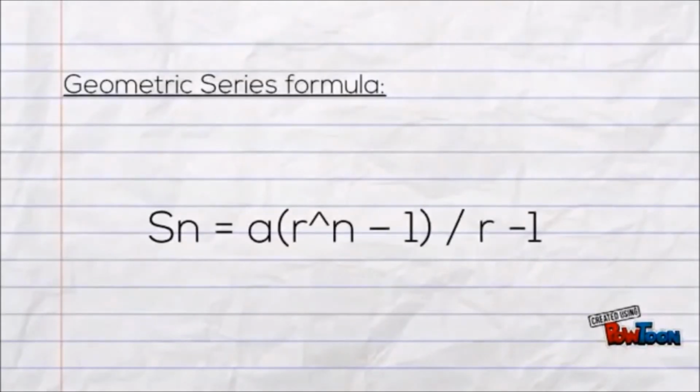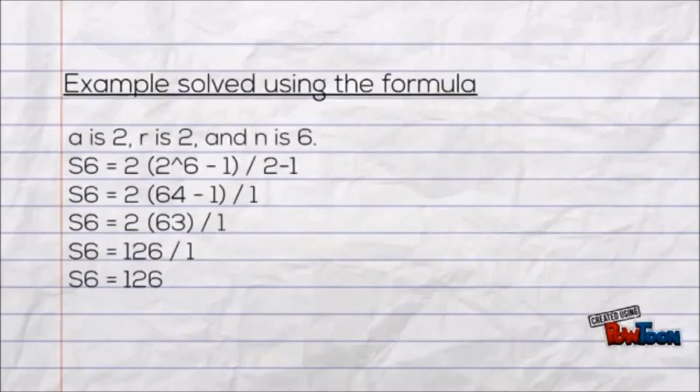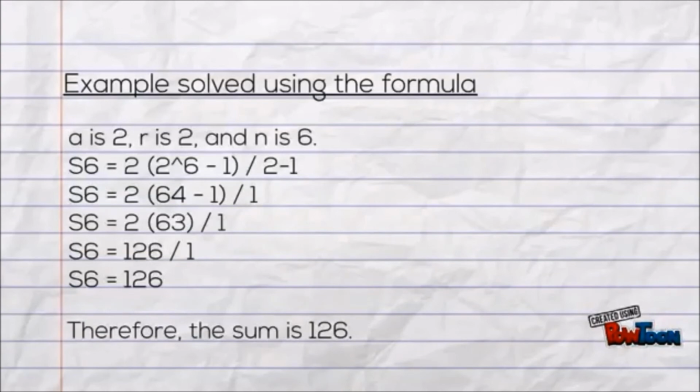The sum can be determined in a simpler way using the formula Sn equals a bracket r raised to n minus 1 over r minus 1. We can find the sum of the previous example by plugging the values into the formula. a is 2, r is 2, and n is 6 to get a sum of 126.